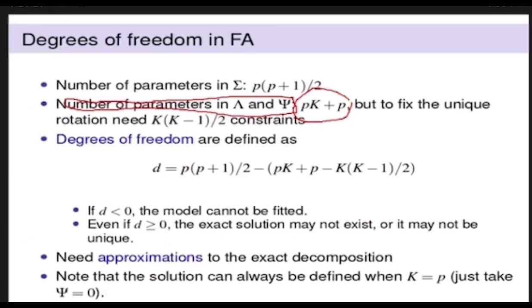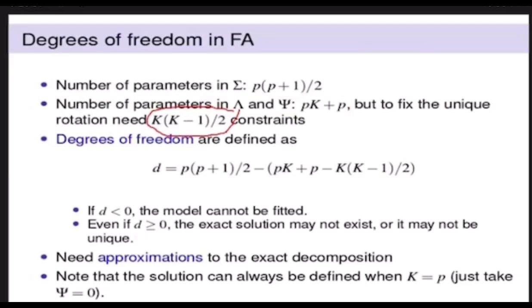Now we're imposing this constraint. The constraint is this guy here: k times (k minus 1) divided by 2. So if I want to derive the degree of freedom for the model that will strike a balance between the model complexity, that is the number of parameters in the model, and the piece of information available that you have in the data.